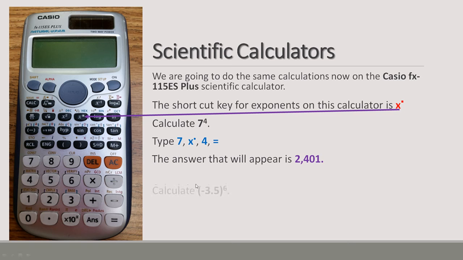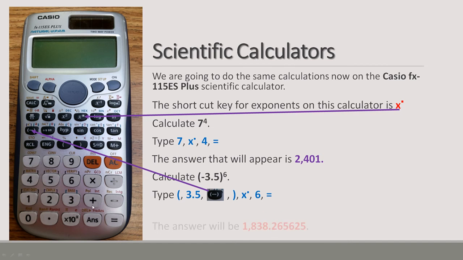Yes. All right, now we're going to calculate negative 3.5 to the 6th power. But you're looking down here and you're like, Sister Stenson, where's the negative sign? Well, let me tell you. You first should do parentheses, 3.5, and the negative sign happens to be up here on the left. And then get your other half of your parentheses, your exponent, what power, 6th, and then equals, and you'll get 1,838.265625.